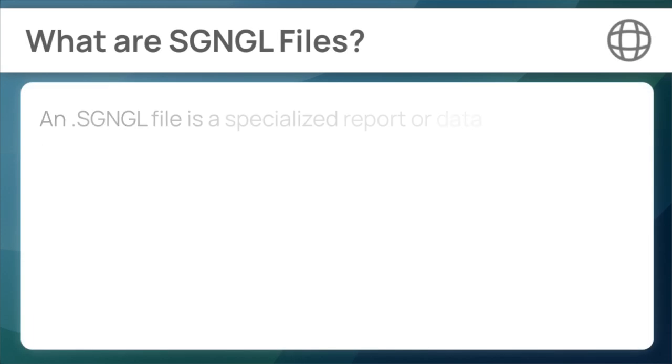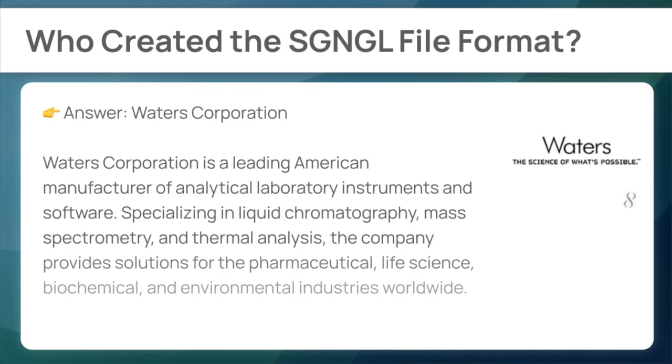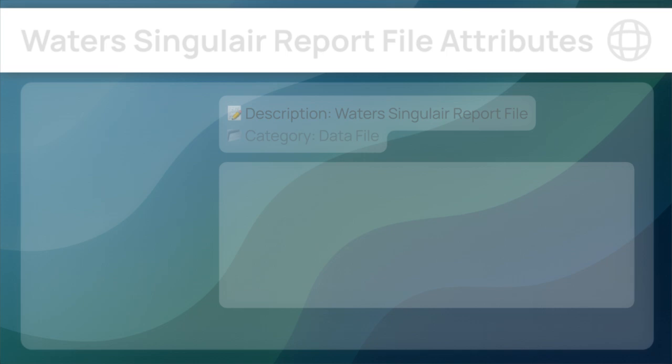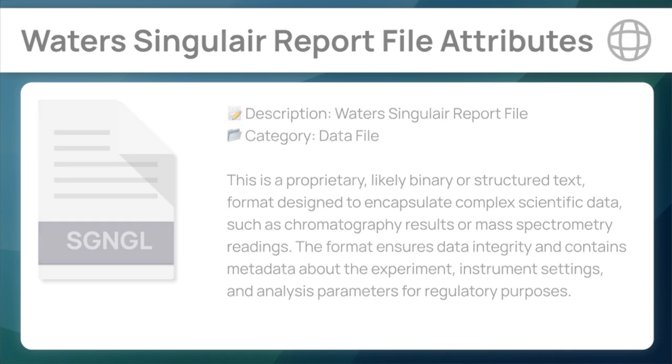An SGNGL file is a specialized report or data file generated by scientific software from Waters Corporation, often used in pharmaceutical and life sciences research. A user with this file is likely a scientist or lab technician analyzing data from experiments, possibly related to the drug Singulair, Montelukast. This is a proprietary, likely binary or structured text format designed to encapsulate complex scientific data, such as chromatography results or mass spectrometry readings. The format ensures data integrity and contains metadata about the experiment, instrument settings, and analysis parameters for regulatory purposes.